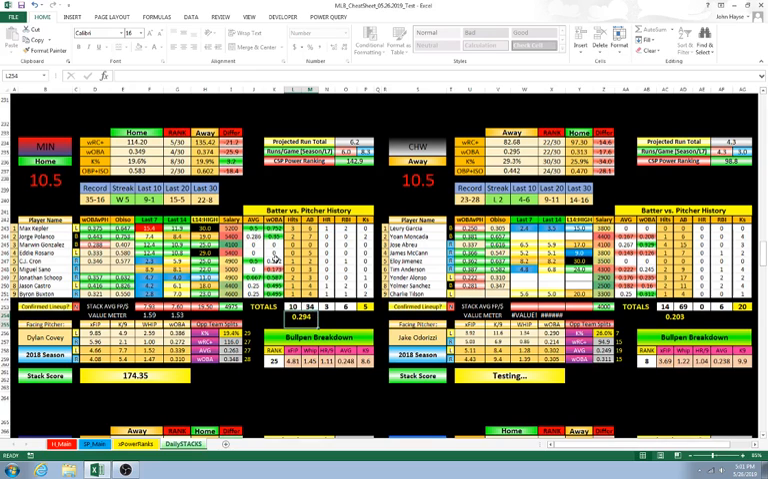And you can see these highlight in green if they're over a certain number. So you can see WOBA's versus this pitcher is huge. Even Buxton's got a .495, which is basically a home run. So not a lot of data, but there's some there.